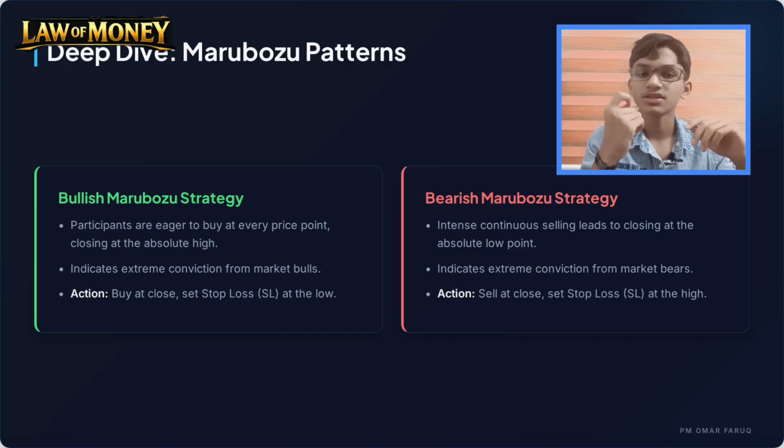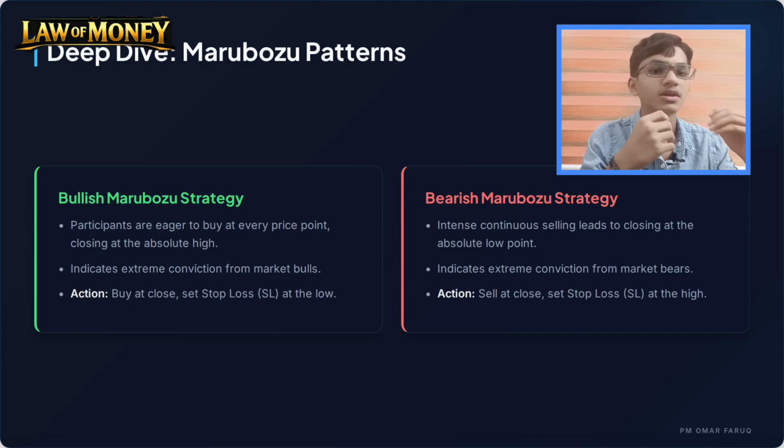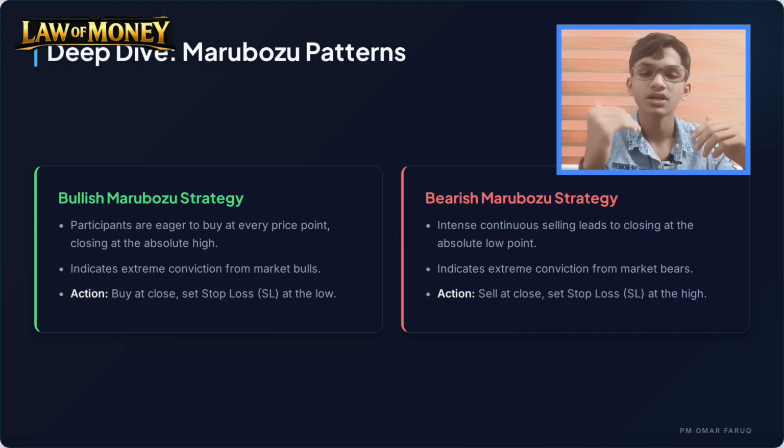Marubozu candles represent strong directional movements. A bullish Marubozu generally opens near its low and closes near its high, with little or no visible wick. This suggests that buyers maintain significant control throughout the period. A bearish Marubozu is the opposite. It generally opens near the high and closes near the low, showing strong selling pressure.